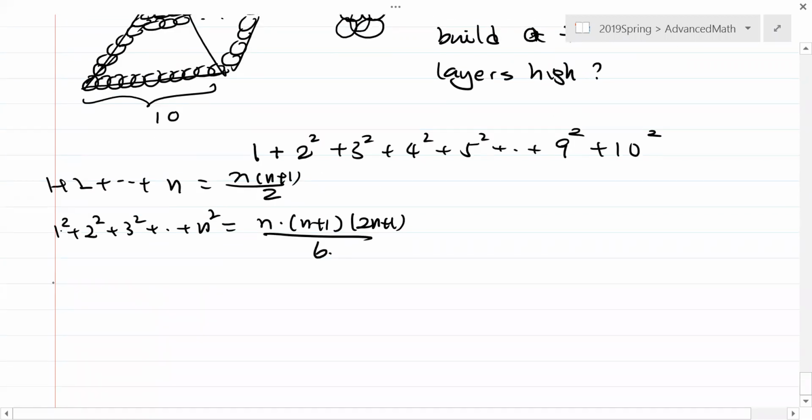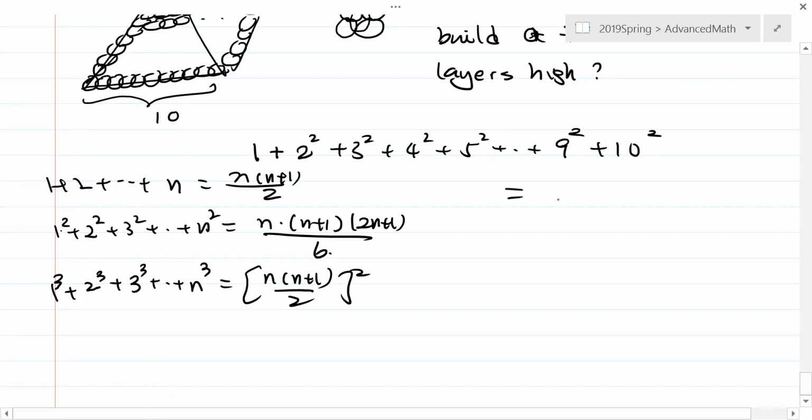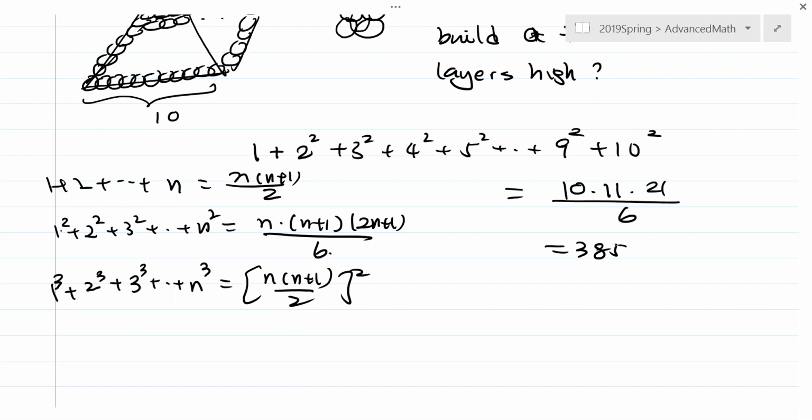Okay. And I have one more formula I want you to memorize. It is going to be n times n plus 1 divided by 2, squared. So those are the 3 formulas. Using one of the formulas, it's going to be 10 times 11 times 21 divided by 6. Now, after you simplify, it's going to be 385. So there will be 385 ping pong balls to form the pyramid.